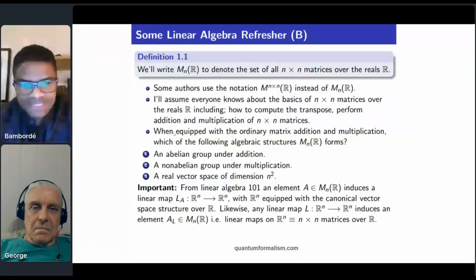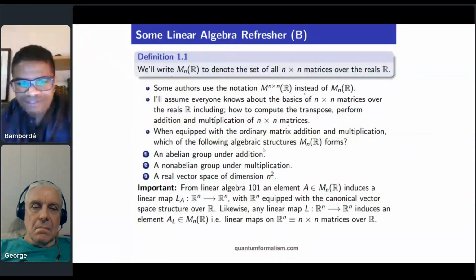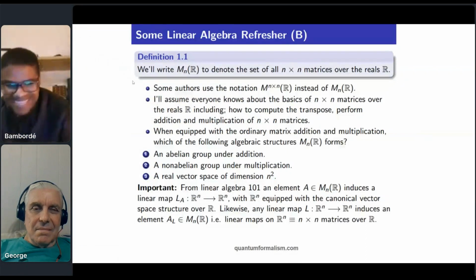Now here's a little challenge that we'll go through. When equipped with ordinary matrix addition and multiplication, which I assume you know, the question is: which algebraic structure does Mn of R form? Let's go one by one. Does it form an abelian group under addition?